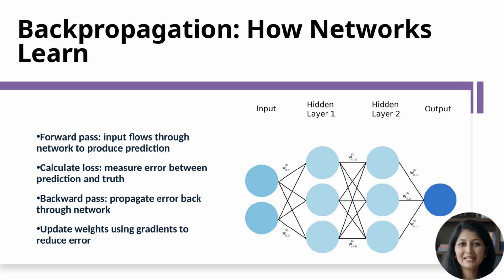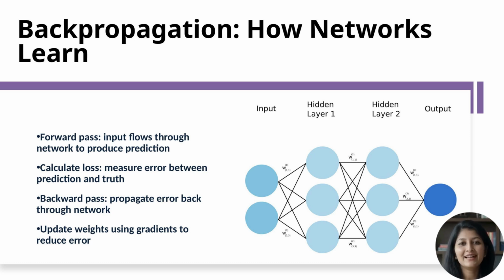Here's where backpropagation comes in. We need to know how to adjust each weight to reduce the loss. With millions of weights, testing each one individually is impossible. Backpropagation efficiently computes the gradient, the direction and magnitude each weight should change, for all weights simultaneously. The backward pass propagates errors from output to input. It uses the chain rule from calculus.